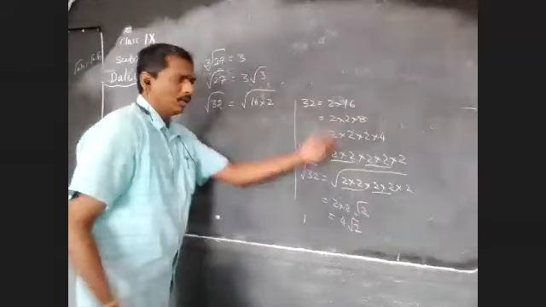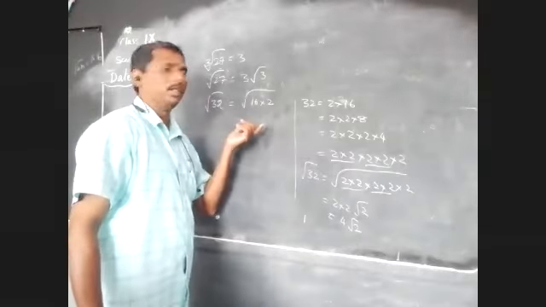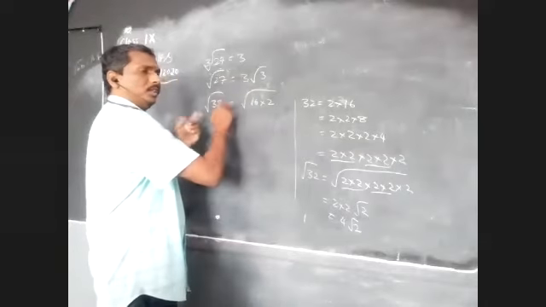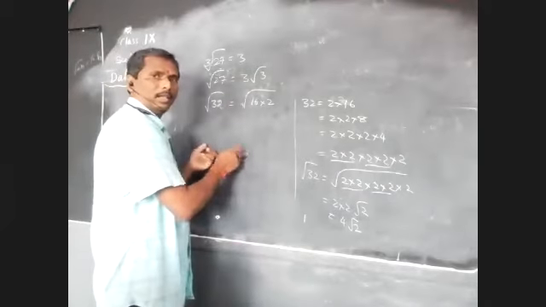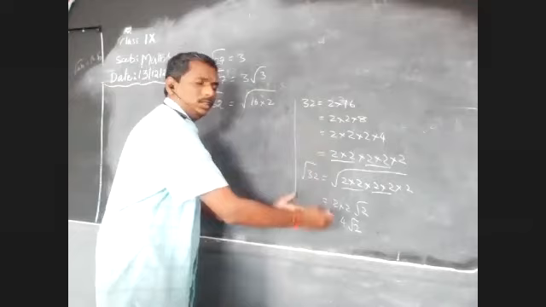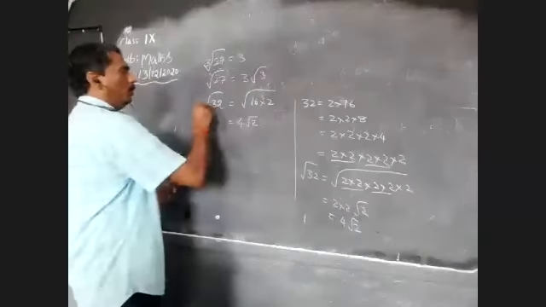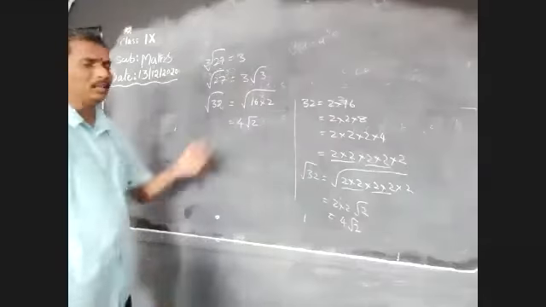That is root 2. So that is 4 root 2. You can go by this process, or otherwise, you know the value of the perfect squares. So square root of 16 is 4. You can write it directly this way, or you can go by this process also. So root 16 value is 4 root 2. So root 32 can be written as 4 root 2.